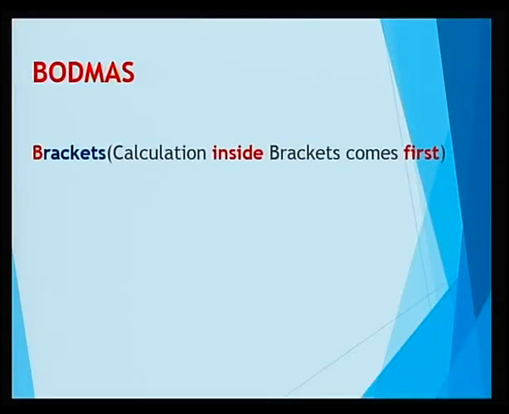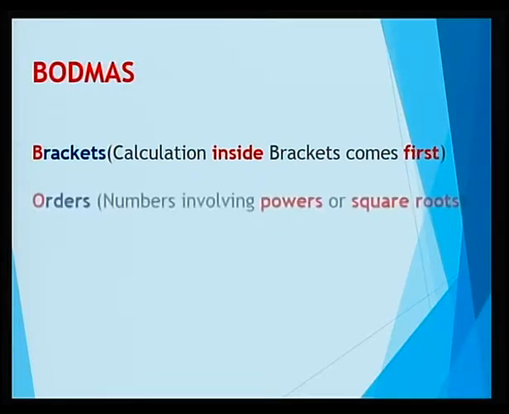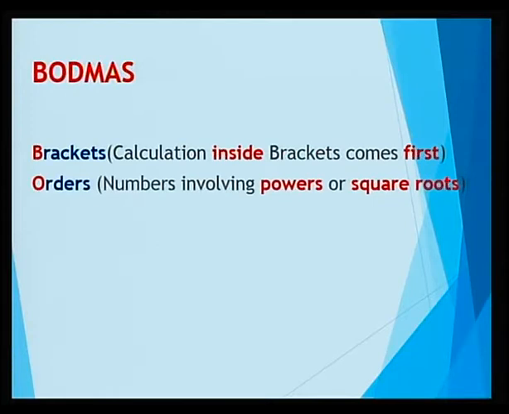Mathematicians have developed a set of rules that we call BODMAS. When you do operations, dear friends, you need to follow these rules. What does it say? The B stands for brackets. That is, any calculation inside the brackets should be done first. The second is orders. Orders are any numbers involving powers or square roots. The third one is division.